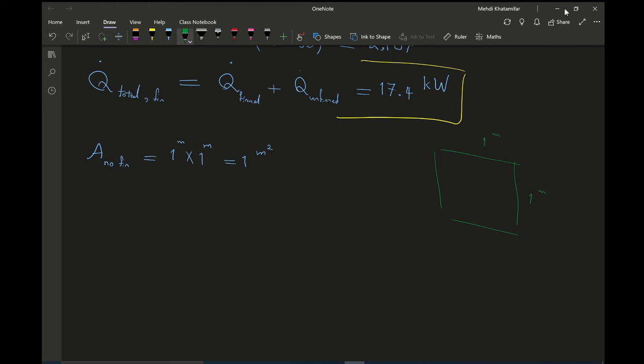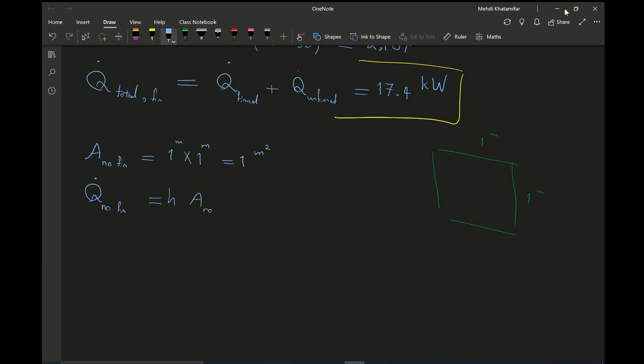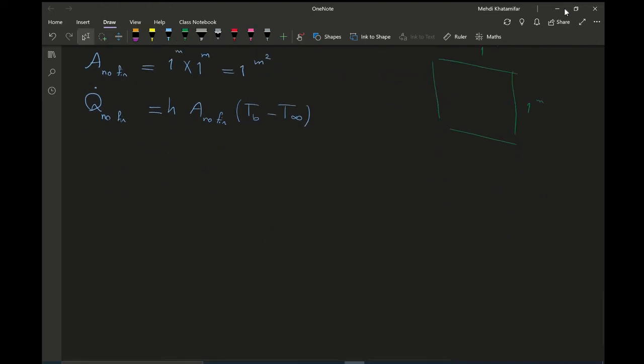Okay. Now let's calculate the heat transfer rate when we don't have any fin. It is going to be h times area with no fin times TB minus T infinity. This is 35 times 100 minus 30, which is going to be 2,450 watt.